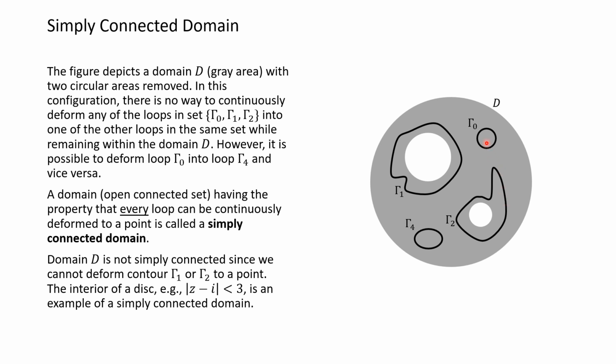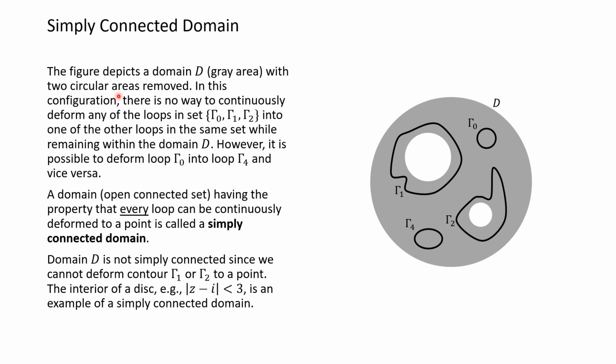What you can do is deform gamma sub 0 into gamma sub 4. You stretch it a little bit to make it more elliptical, and then you move it to gamma sub 4's position, and vice versa. So we have a few more examples of continuous deformation, or at least in some cases examples where you're not able to do it.